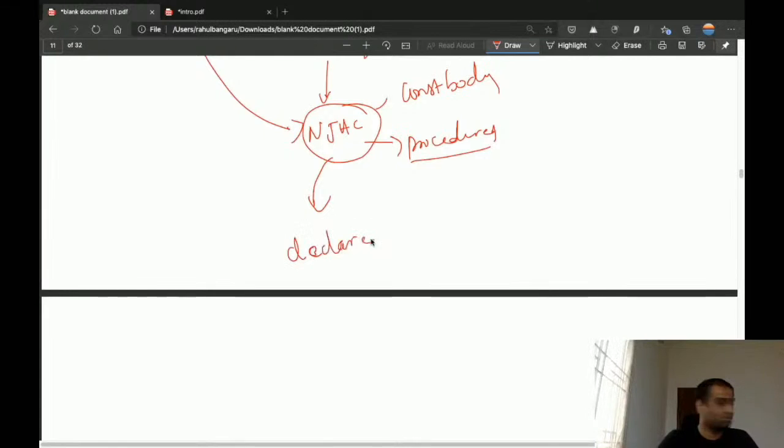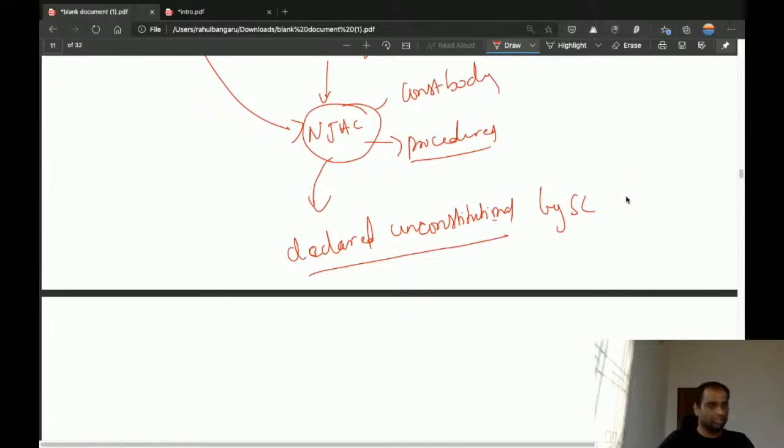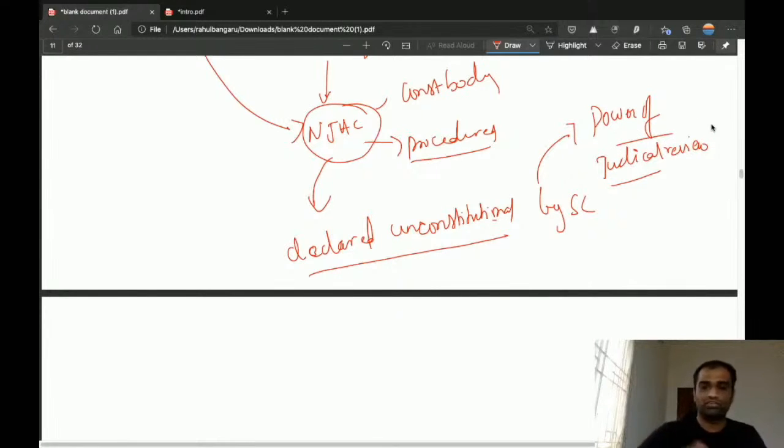It was declared unconstitutional by the Supreme Court. This 99th Constitution Amendment Act was declared unconstitutional by the Supreme Court by using the power of judicial review. Is it clear? See here, this shows how much power the Supreme Court is currently enjoying in the Indian constitutional setup. This shows how much power the Supreme Court enjoys in our constitutional setup.